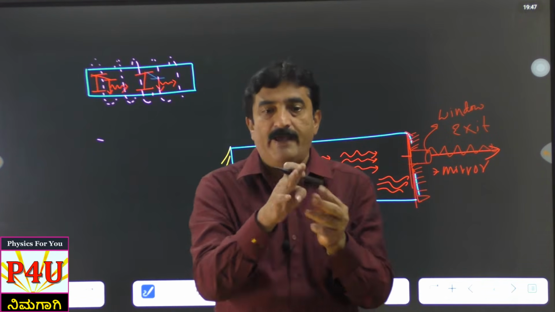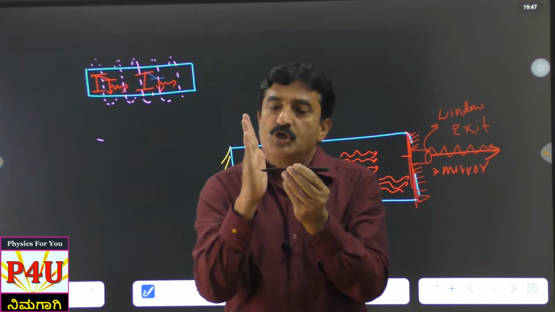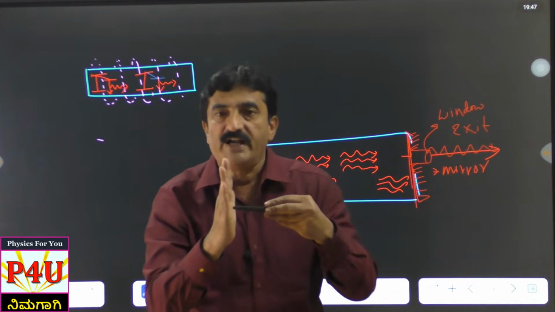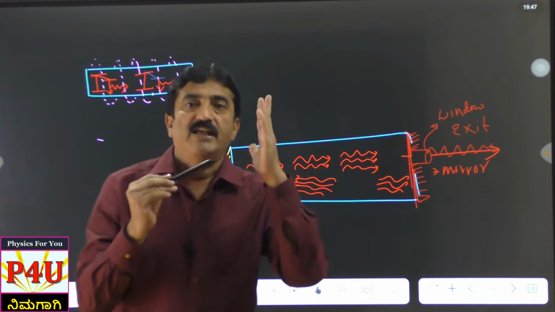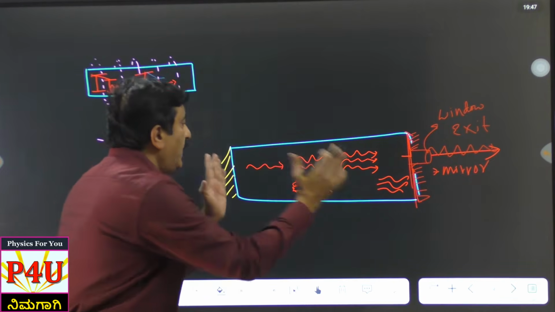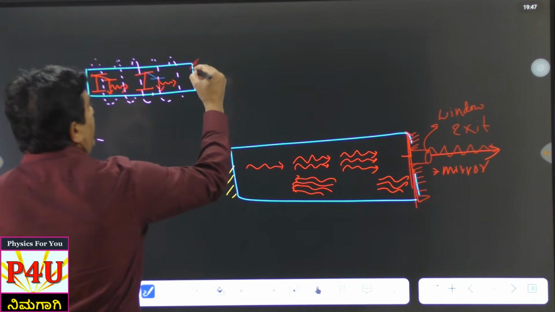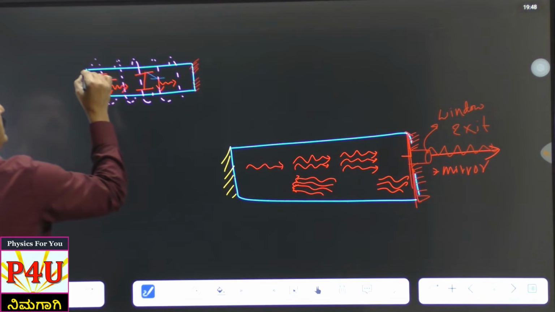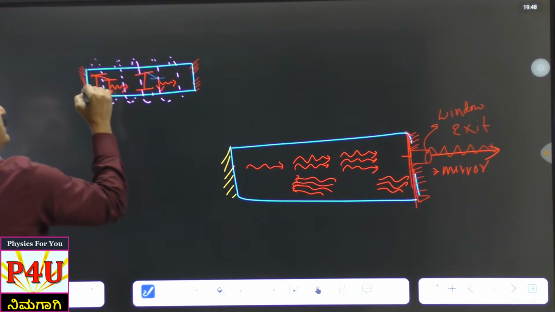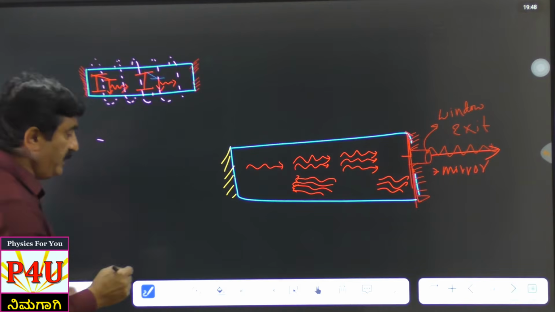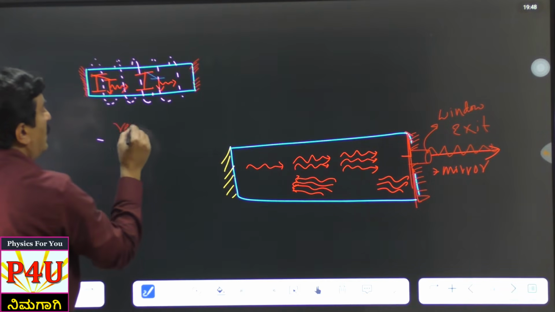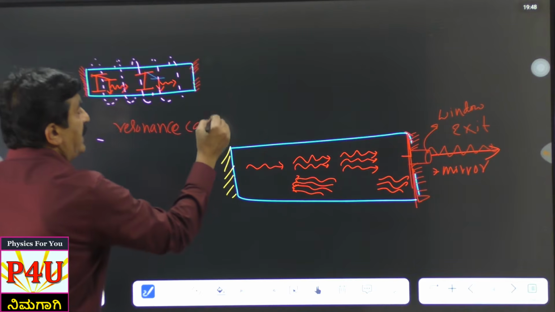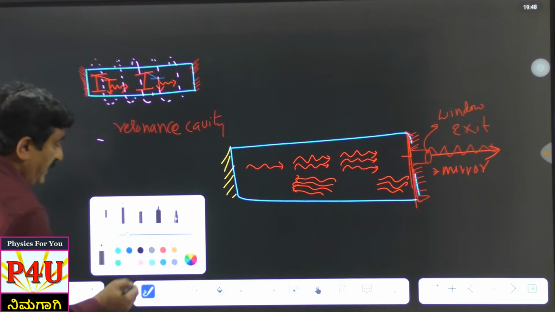So what I mean to say, the whole active medium should be polished on both sides and silvered in such a way that one side is completely silvered, the other side is partially silvered. This side is partially silvered, this side is completely silvered. So this is a complete mirror, this is a partial mirror. This portion is called the resonating or resonance cavity. Why is it called the resonance cavity?